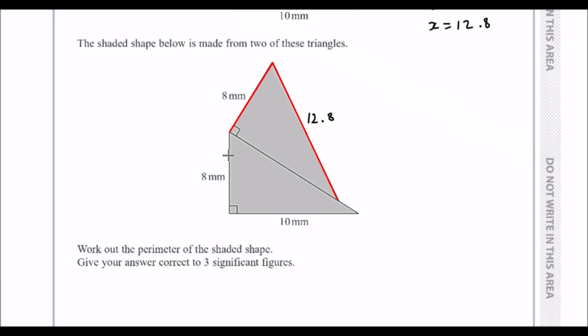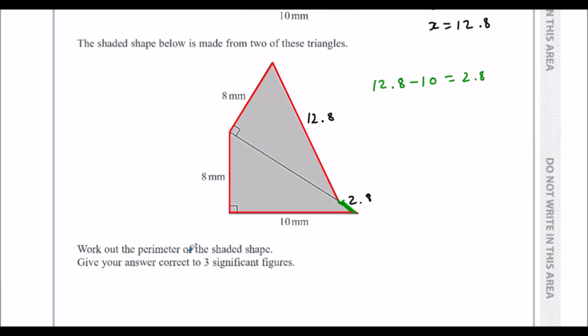So we know all of these lengths. We don't know this little bit here, but it's the longest side, 12.8, take away a 10. So the green bit is 12.8 take away 10, which is 2.8. So now we know all of the lengths around the edge.